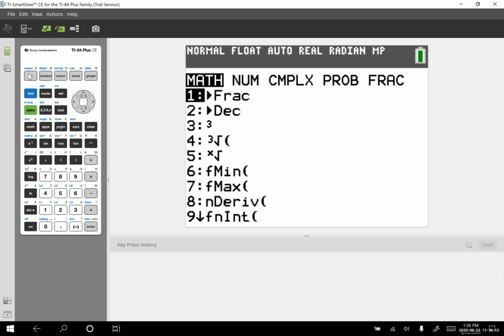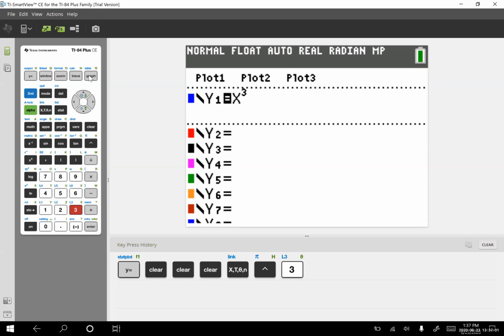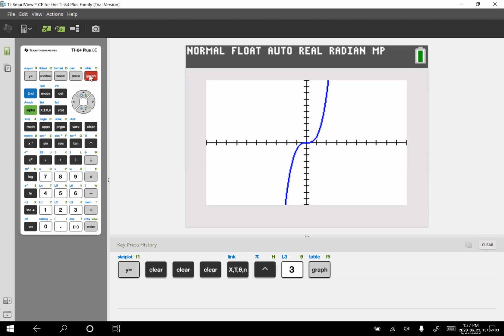Okay, so what we're going to do is go to y equals, and then I'm just going to clear this. And this will just be x squared. No, let's do x cubed. And then I just click graph. Okay, and there you go. That's the x cubed.